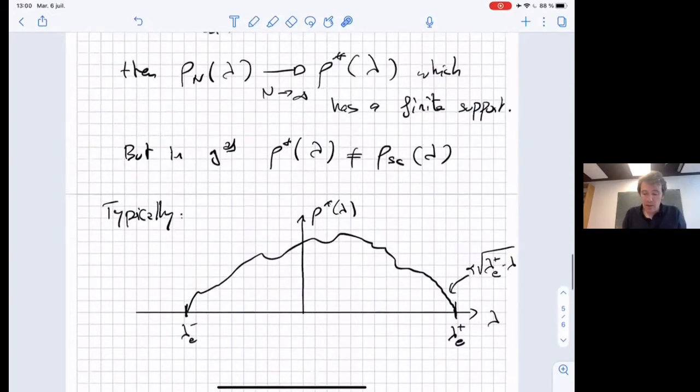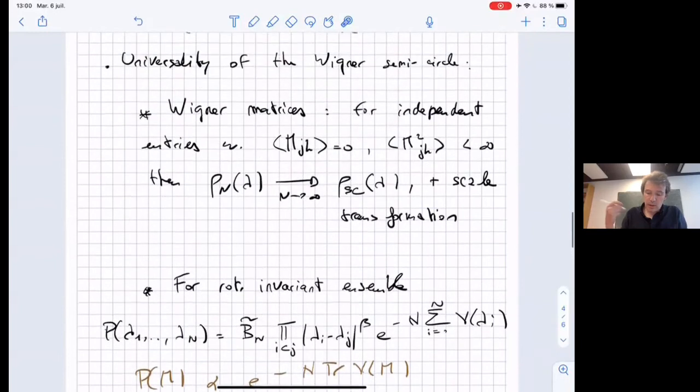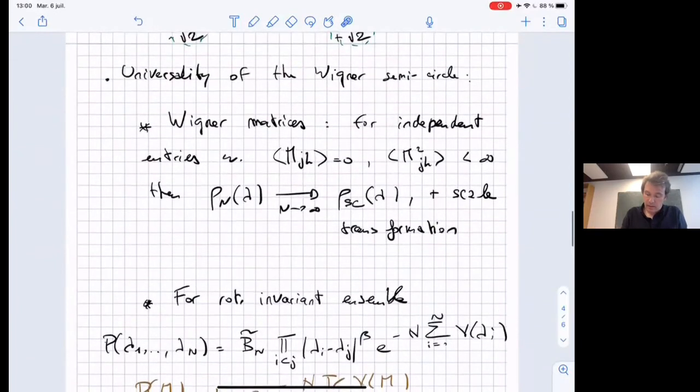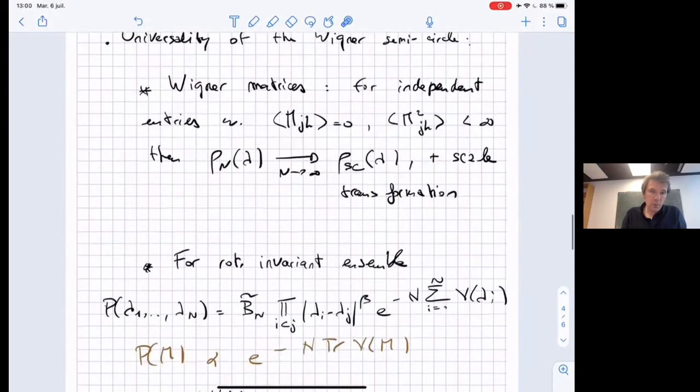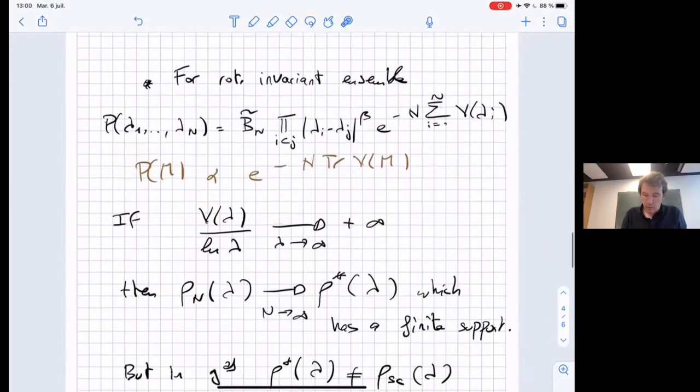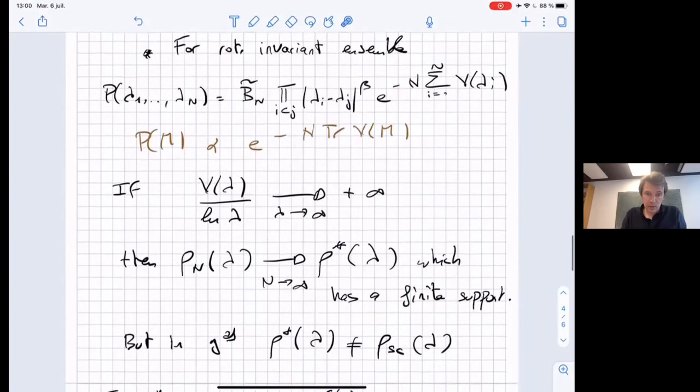But the message is that for Wigner matrices, you will get the Wigner semicircle under relatively reasonable assumptions. For invariant ensembles, the situation is pretty different, and it depends pretty much on the potential V of lambda.